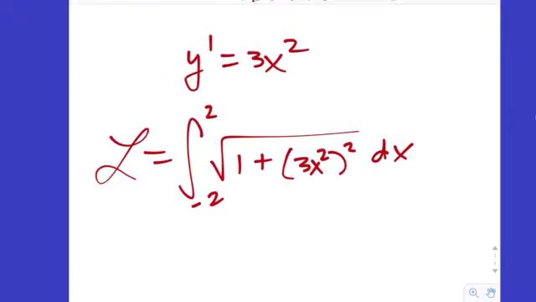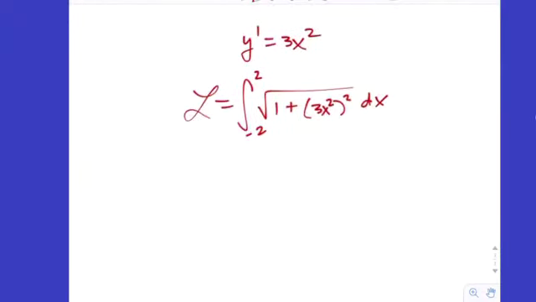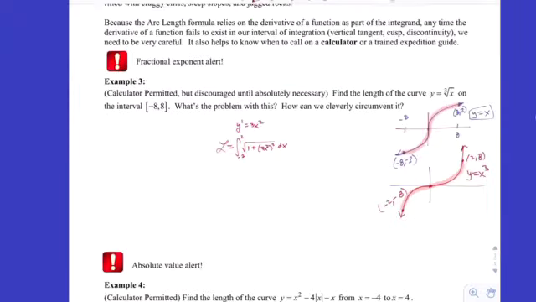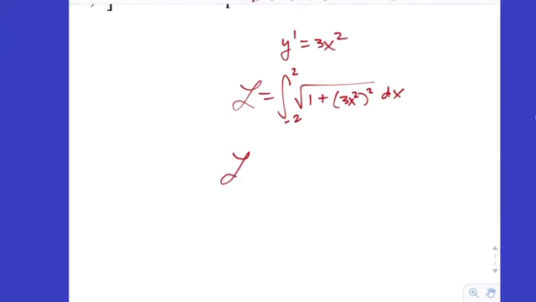I don't think this one's going to be able to be done with the calculator because you're going to have 1 plus 9x to the 4th, and I don't think we could do that. So this would be a calculator permitted one, so you could type that into your calculator. Now, if you had to do it by hand, you could use the little tip that you said, right? Even though it's an odd function, we can integrate from 0 to 2 of the square root of 1 plus 9x to the fourth. I'll simplify, and then double it.